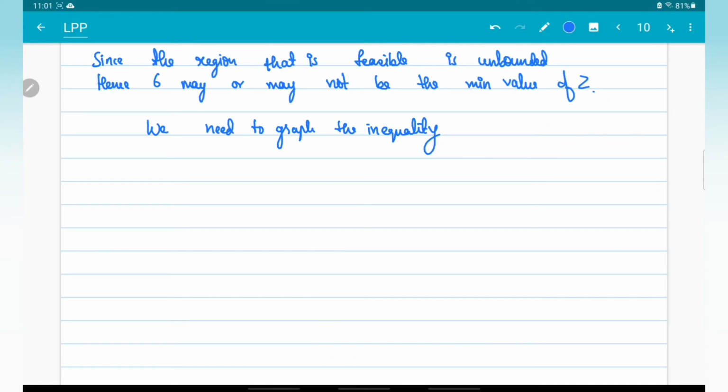So now we have to write the statement. This statement is very important. We have to write that since the region that is feasible over here is unbounded, 6 may or may not be the minimum value of z. So for that we have to further graph one more inequality. Now which inequality do we have to graph over here comes the question.